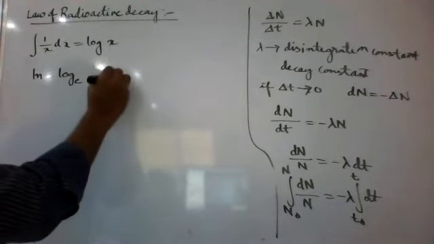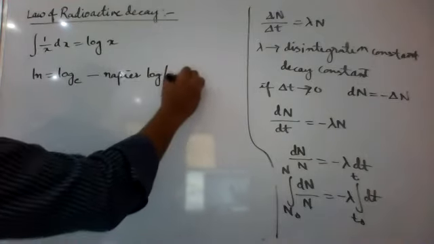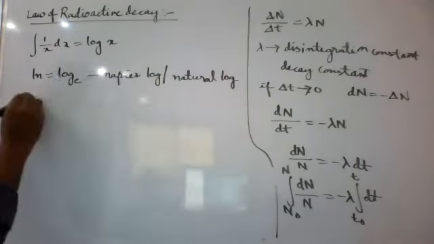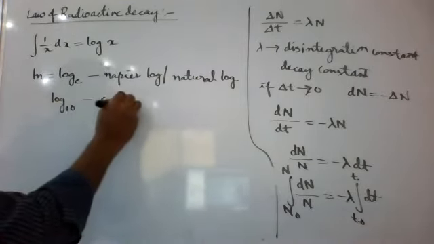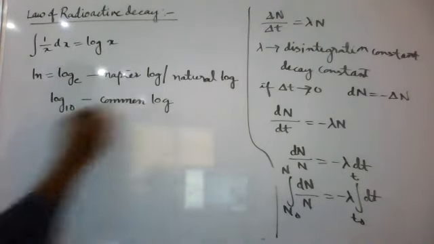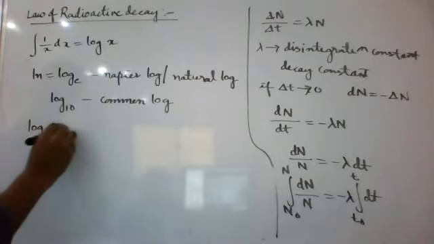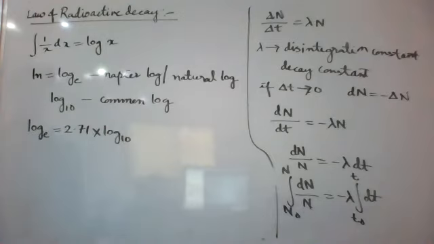This is said to be Napier logarithms or natural logarithms. And log to the base 10 is said to be common logarithm. There is a relation between Napier and common logs: log to the base e is 2.303 times log to the base 10. This is how we can convert log to the base e to log to the base 10.